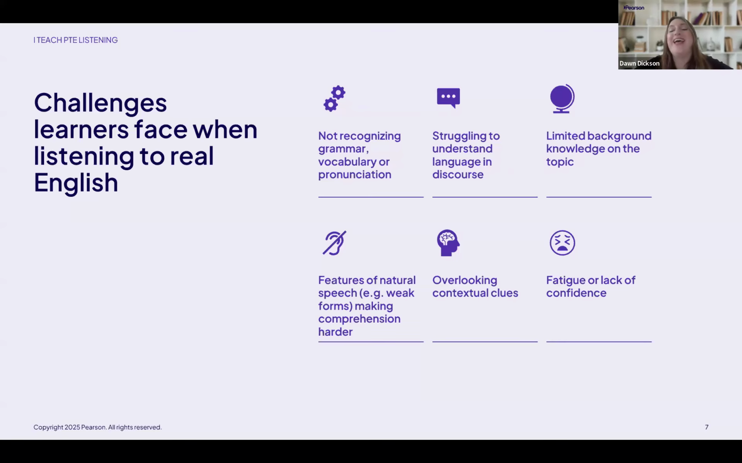And the last one, again, very relatable to all of us. If learners are tired, if they're fatigued, or if they don't feel very confident about a particular element of the exam or a test, of course that's going to affect their performance. So what we're trying to do here is really increase our learners' confidence, so that when they do enter that exam, we're giving them the best possibility of performing to their best ability. So that's what we're hoping for.